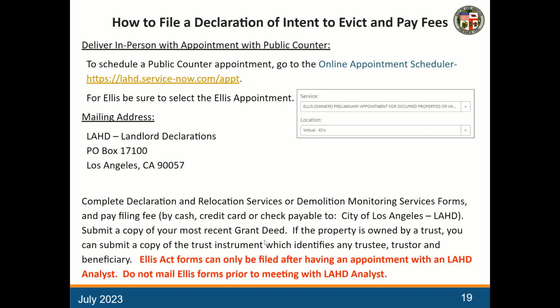We ask that you submit a copy of your grant deed to verify the ownership. And if the ownership is a trust, we ask that you submit a copy of the trust instrument, which identifies the trustee, trustor, and beneficiary. And once again, just to emphasize, the Ellis forms have to be filed via an appointment with an LHD analyst, not at the public counter. And please do not mail the Ellis form prior to meeting with your LHD analyst. We do find that these meetings with the LHD analyst are very helpful and can really help a landlord ensure that the forms are properly filled out.